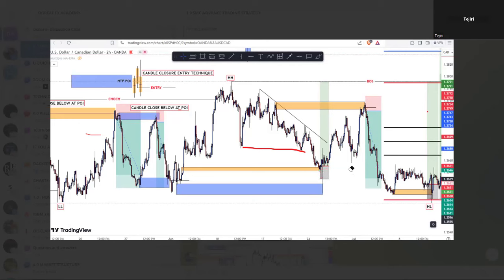So the first thing is to find the break of structure, then mark your points A, B, C, D. Thirdly, use your Fibonacci to confirm the C point, if it's between 0.38 and 0.618. Then thirdly, you find your order block.